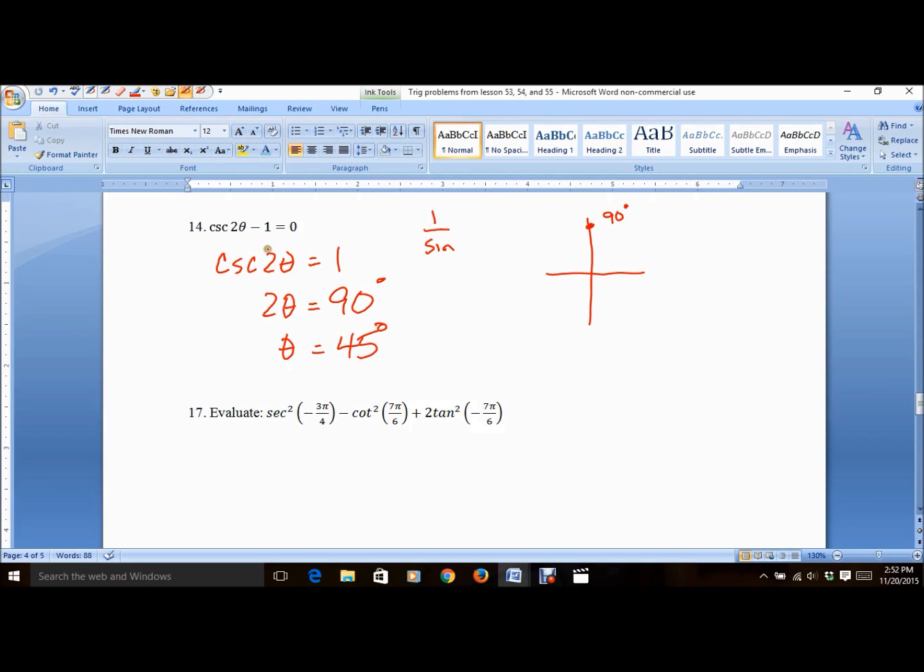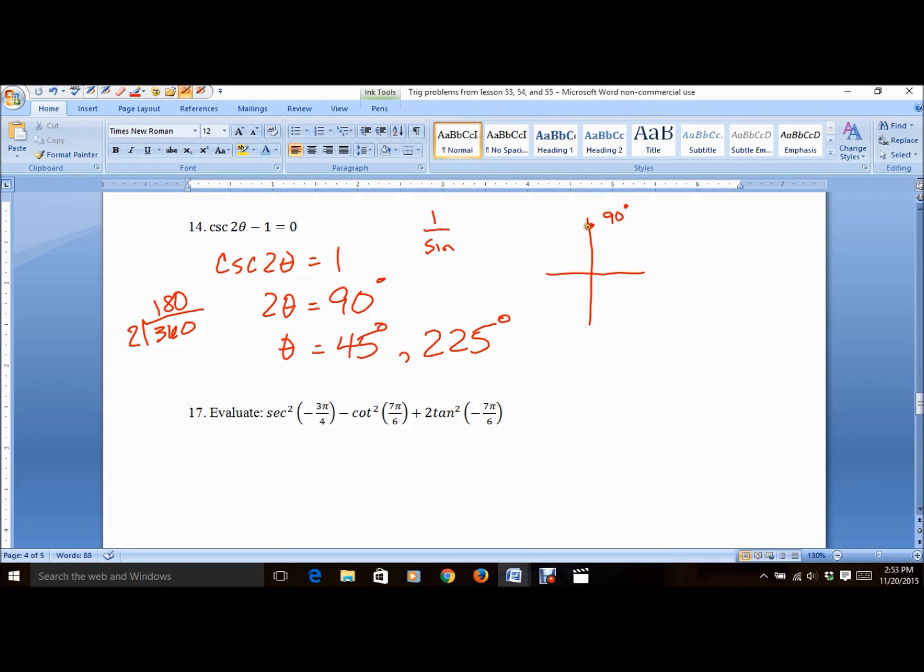Normally, if this was just theta for the argument, I'd be done, because that's the only place you're going to get a positive 1 for your y value. But since this is really cosecant of 2 theta, I can add another possibility by just dividing 360 by 2 and get 180 and add that to my theta. So 45 plus 180 is 225. So that's another possibility, because if you say cosecant of 2 times 225, that puts you at 450, which is 360 plus 90.